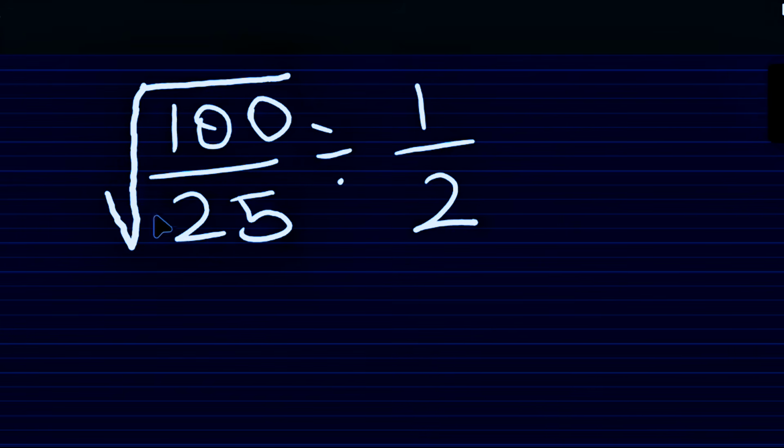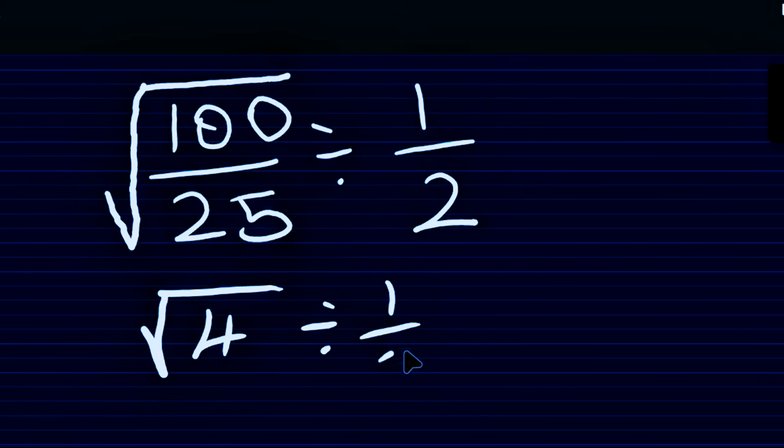A whole lot of people fail this particular question here. We are given square root of 100 divided by 25, then divided by 1 divided by 2. Now what most of them did was to attend to this first. They divided 100 by 25 and they had square root of 4. Then divide by 1 divided by 2.